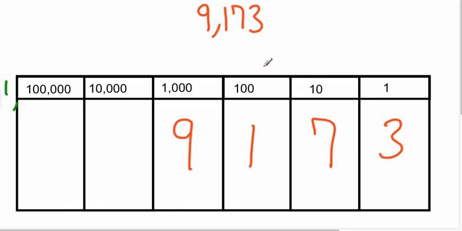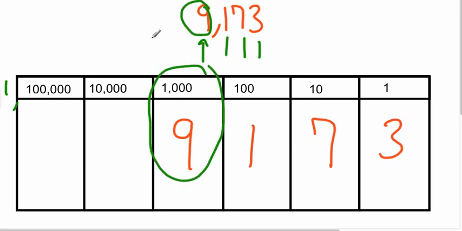Or somebody might ask you, what place value is the 9 in? So you look at this number 9,173, and they want to know what place value the 9 is in. Well, let's find out. Let's start with the ones place value, the tens, the hundreds, and the thousands. So we just figured out that the 9 right there is in the thousands place value.